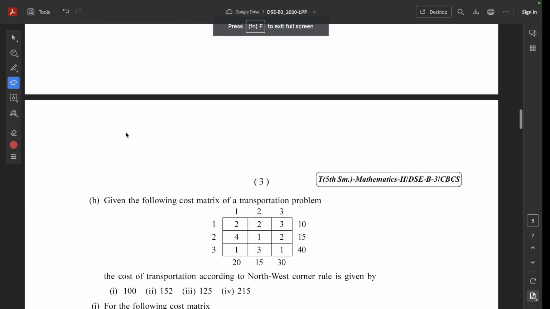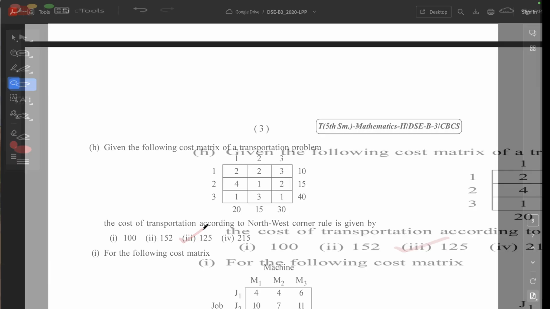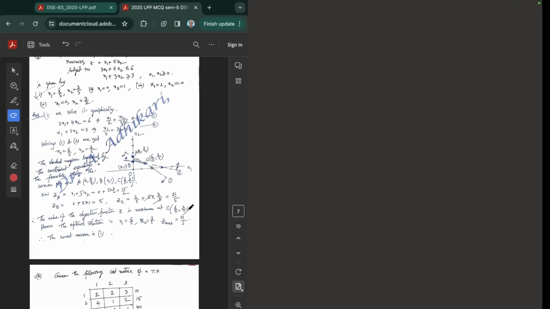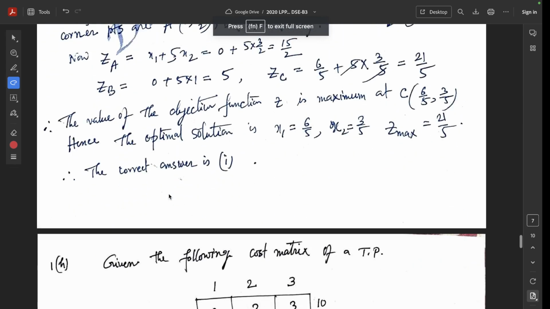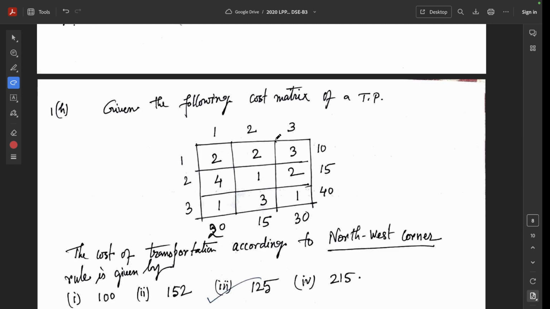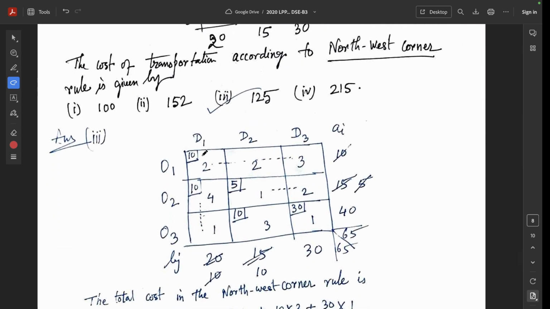Question 8. Given the following cost matrix of a transportation problem, the cost of transportation according to the northwest corner rule is given by, correct option is 3, 125. This is the transportation problem. The cost matrix is this. We apply the northwest corner rule here.